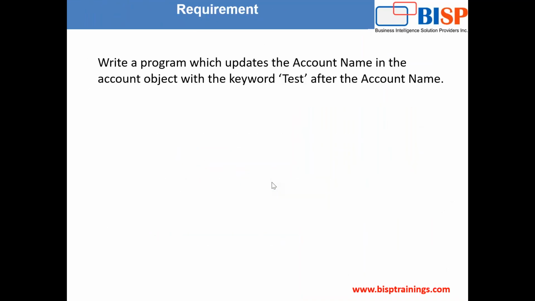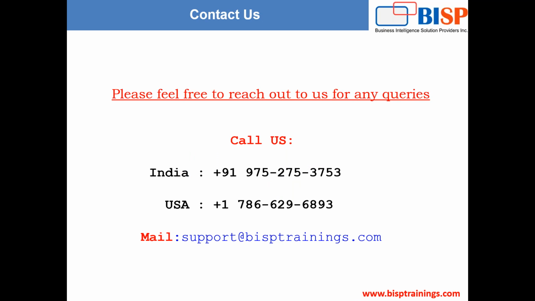Suppose there is one requirement: write a program which updates the account name in the Account object with the keyword Test after the account name. So we have to perform an update functionality which adds the Test keyword after all the account names. We are going to perform that with the help of a batch Apex class.